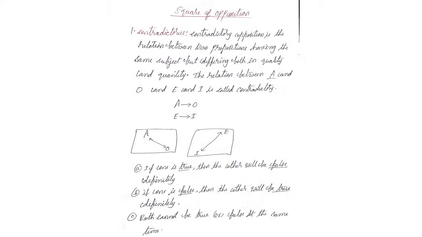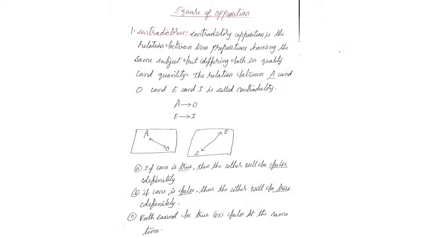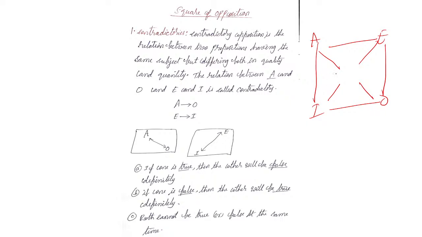First, what are contradictories? These are opposite, right? This is opposite, diagonal. Whichever are there on the diagonals are called contradictories. First, we will start our discussion with contradictories. These are A, E, I, O, right? These are contradictories: A and O, and E and I.